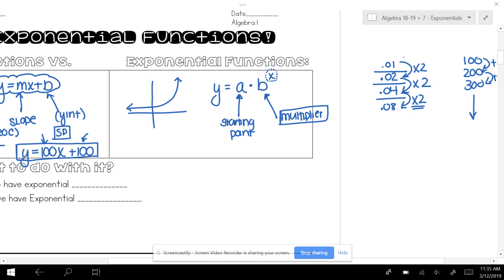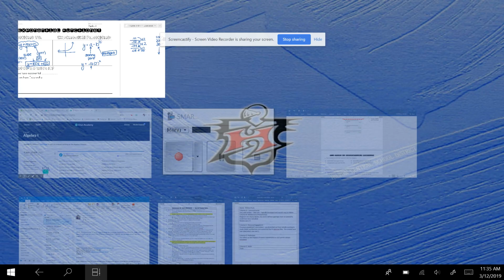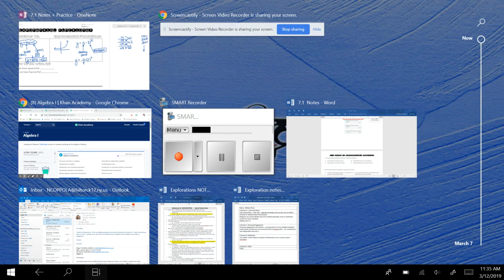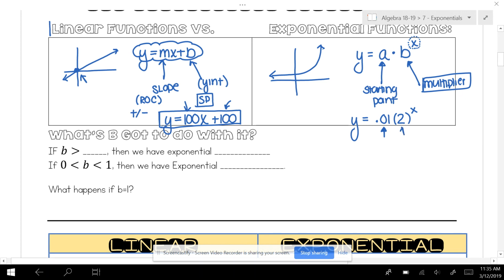So if we're looking at this one, on day 0, we were starting with 1 cent, and that's my starting point, and then we're doubling that every day. So that's how that function worked. And if I pull up my calculator, I can show you. Because this 2 is my multiplier and it's positive, if your base is bigger than 1, that means your function is growing.